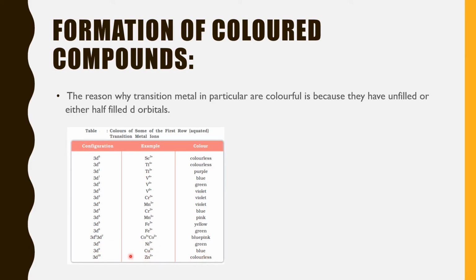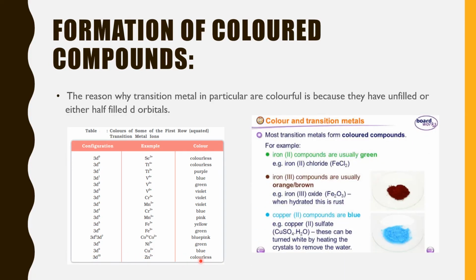Now we are going to see the color and transition of colored compounds. Iron 2+ compounds are usually green, for example ferrous chloride. Iron 3+ compounds are usually orange or brown, for example hydrated Fe2O3, which is rust, the formation of rust. Copper 2+ compounds are blue, for example hydrated copper sulfate. This can be turned white while heating the crystals to remove water, as we do in the lab. When we heat it, it becomes colorless.